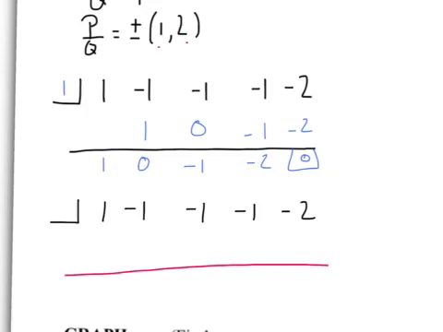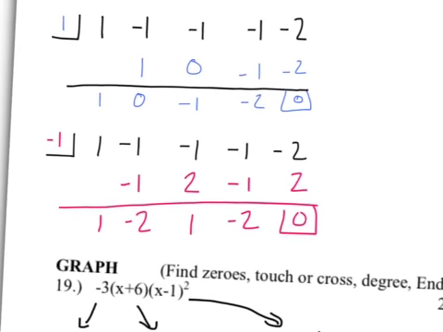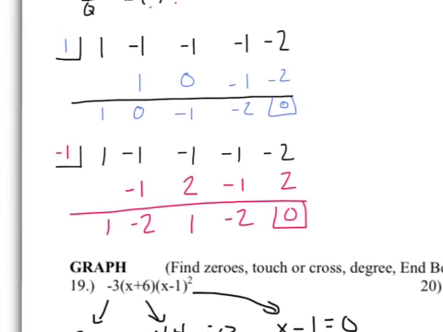Doing synthetic, negative 1 in the box, drop the 1, multiply, add to get negative 2, multiply to get positive 2, add to get 1, multiply to get negative 1, add to get negative 2, multiply to get positive 2, add to get 0. So that's good. I got a 0. I'm not done yet though. This was an x to the fourth problem right here, so that makes this an x cubed.